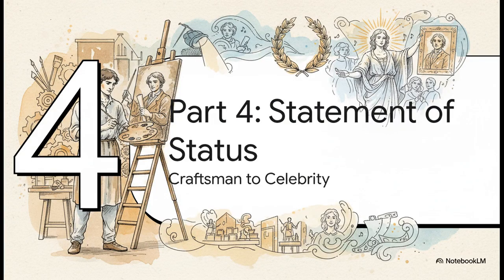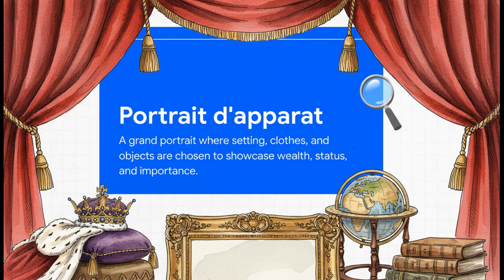So, the artist has proven they're smart and deep. Now it's time to claim their social status. Self-portraits became these powerful tools for self-promotion, transforming artists from humble craftsmen into actual cultural celebrities. To do this, artists borrowed a format that was usually just for kings and nobles, the portrait d'appareil, or the state portrait. In these paintings, every single thing, the clothes, the curtains, the props, the background, is all carefully picked to broadcast power, wealth, and importance.